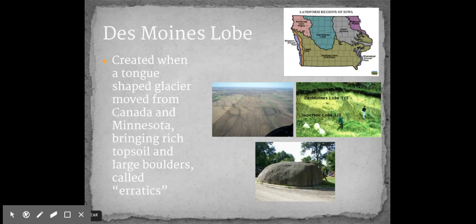This also is an area where there are large boulders that were dropped, called erratics. You might see some of these near Cedar Falls as well. Even though Cedar Falls is a little too far east of this region, the Iowan Surface is going to look somewhat similar. This Des Moines Lobe area would be places like Algona, Mason City, Clear Lake, and Fort Dodge.